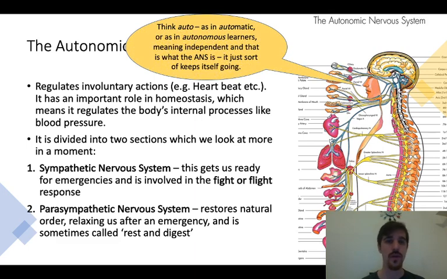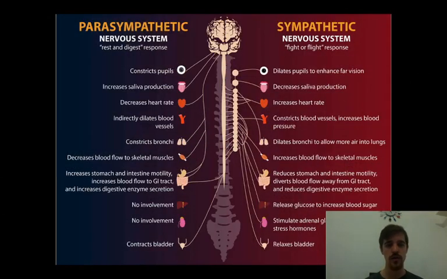But think auto. So auto is in automatic. So autonomous means independent, and that is what the ANS is. It keeps itself going. You don't need to think about it. So from the moment of your conception, you have not had to think about what your blood pressure is supposed to be, and you're feeling a particular way, and you can consciously change that. That's something you can't do.